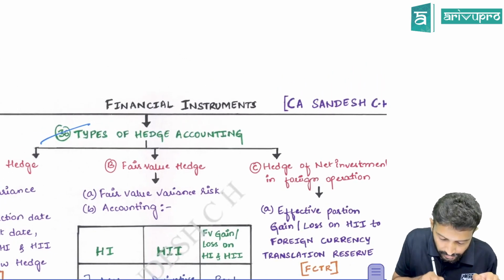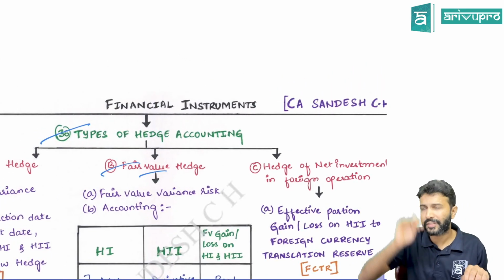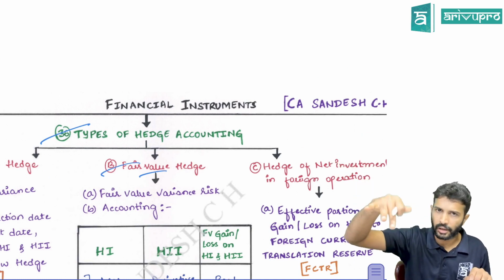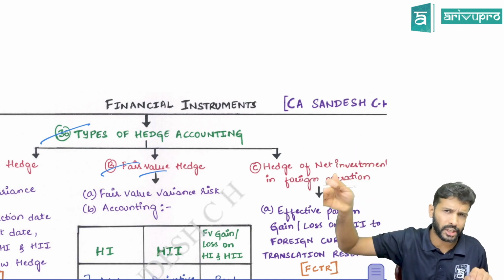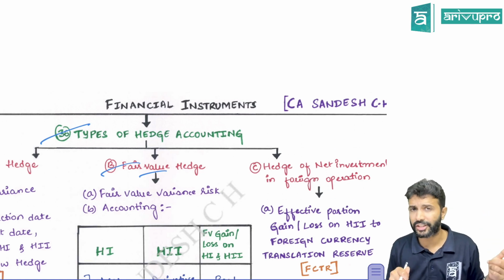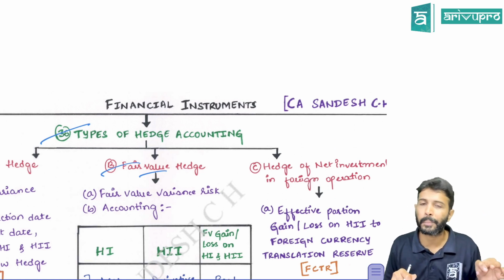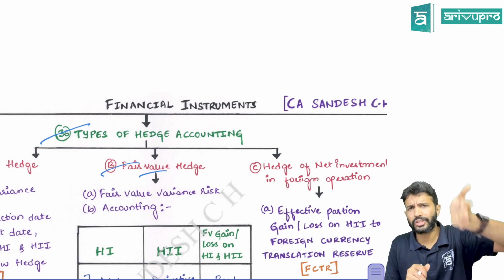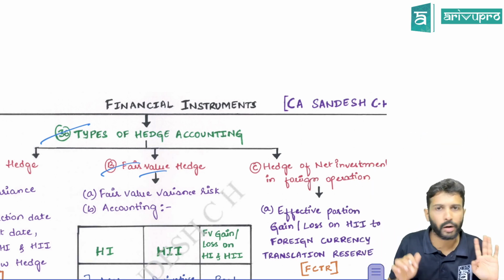Fine. And then it's your fair value hedge. When will you go for fair value hedge? If there is a value change risk, suppose you buy equity shares of a foreign company. The equity shares, if they are traded, their value could change. So to cover that value change risk, if you're doing any hedging, then you can apply fair value hedge accounting. The fair value hedge's simple funda is the gain or loss on hedged item and hedging instrument, everything will go to SPL.